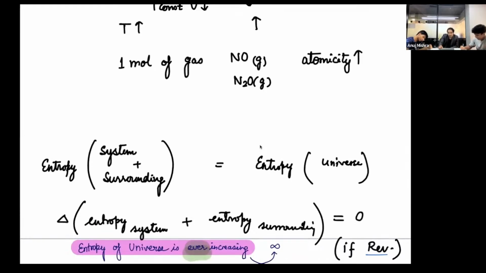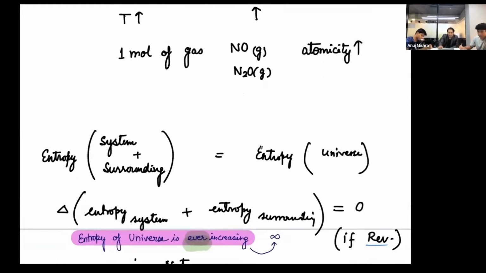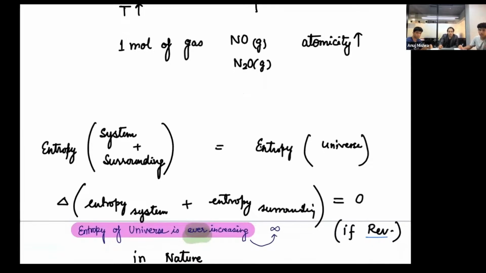Change in entropy of system plus change in entropy of surrounding is zero if it is a reversible process. So basically, by default, a reversible process does not do any change in entropy of universe. But reversible is hypothetical, an ideal situation. If system is increasing, surrounding will decrease. If system is decreasing, surrounding will increase. Understand? One is increasing by x value, the other will decrease by x value, or vice versa. Overall, plus x minus x is 0, or minus x plus x is 0.